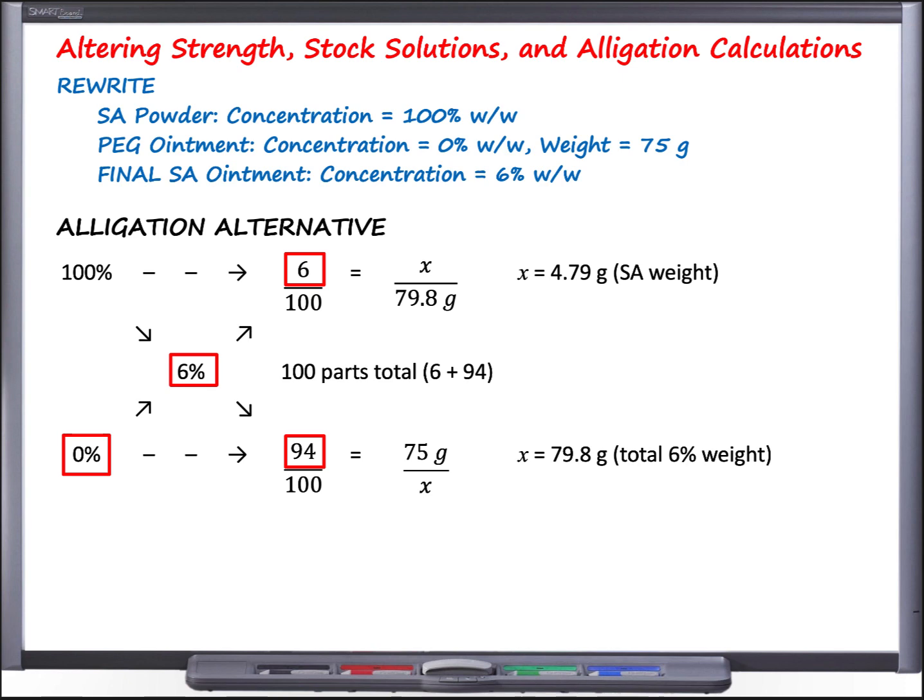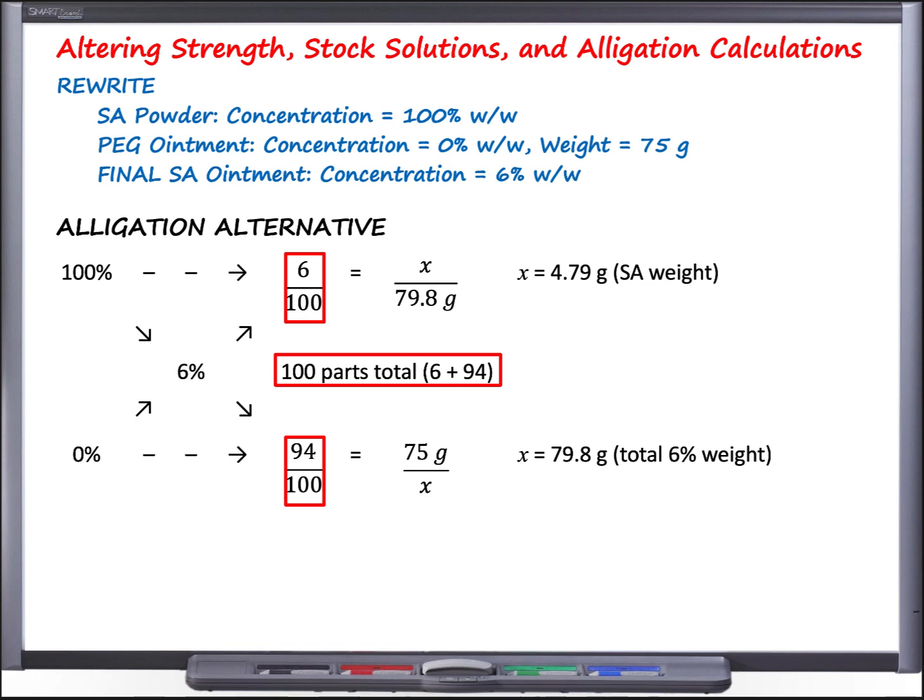All right. The next step, don't forget this part, is to combine those two numbers together. So what is 6 plus 94? That gives us a total of 100 parts. Remember, we really are now in the units of parts. So let's convert our 6 and 94 into the fractions we need. On top for the salicylic acid powder, we need 6 parts of salicylic acid powder for every 100 parts total combination. And on the bottom, for the polyethylene glycol, we need 94 parts of that polyethylene glycol ointment per every 100 parts of the total combined mixture.